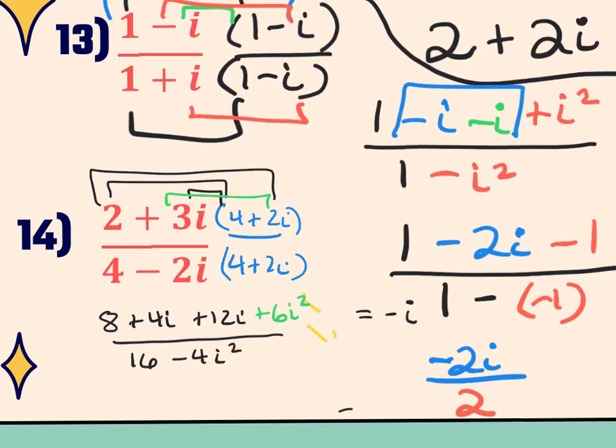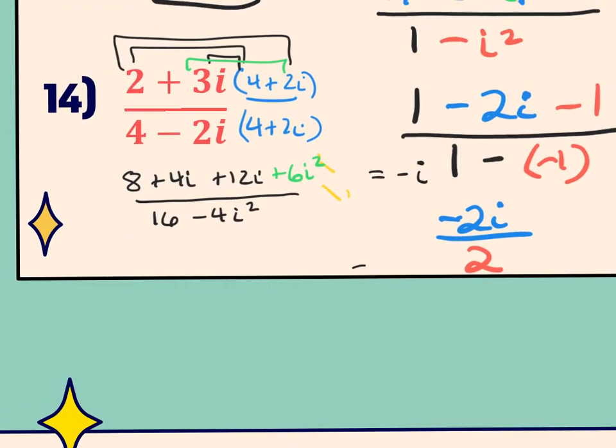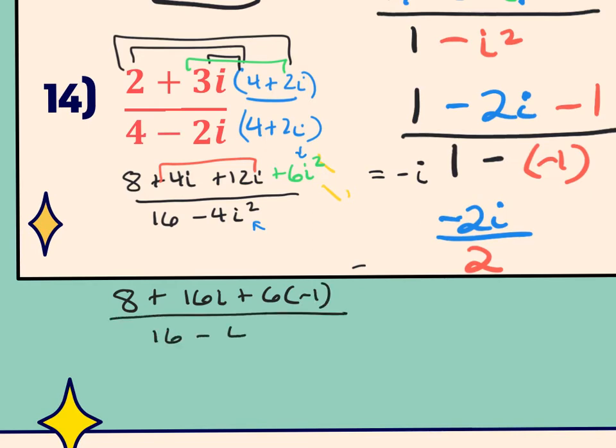Now, if you end up forgetting that you can do the shortcut for the denominator, it's okay if you do the whole FOIL because outer and inner will cancel. So now let me go ahead and add the 2 middle. And then I'm going to change all of the i squareds and I'm going to make them all a negative 1. So this will give me 8 plus 4i plus 12i is 16i, plus 6 times negative 1, I took out the i squared, over 16 minus 4 times negative 1.